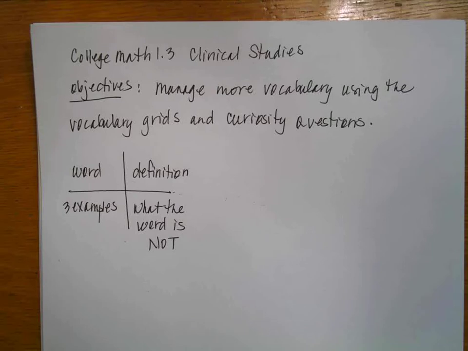Hello, Math Humans. We're going to do 1.3 today. Today we're going to be talking about clinical studies. Our objectives are that we're going to manage more vocabulary using the vocabulary grids and our curiosity questions.